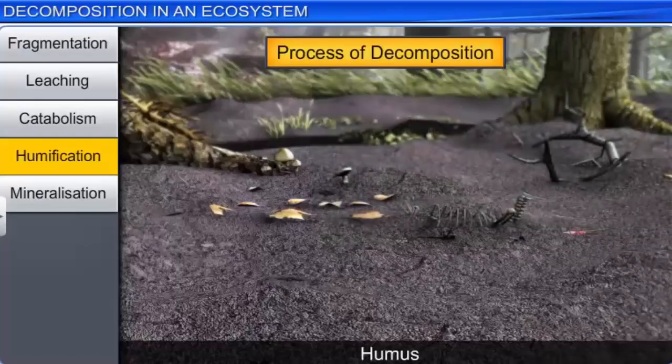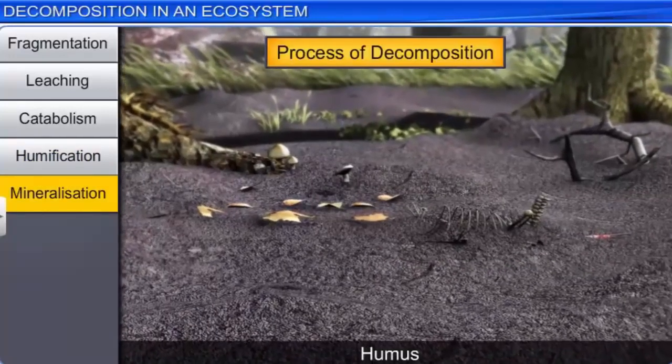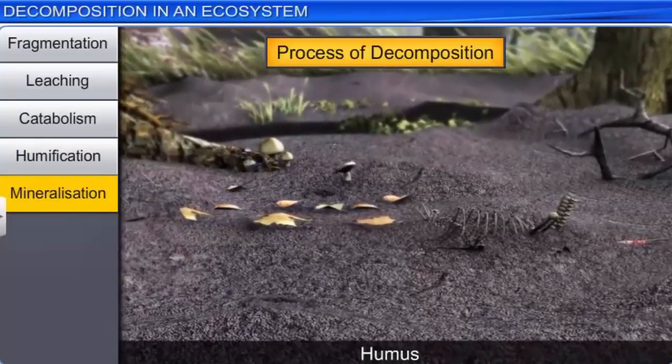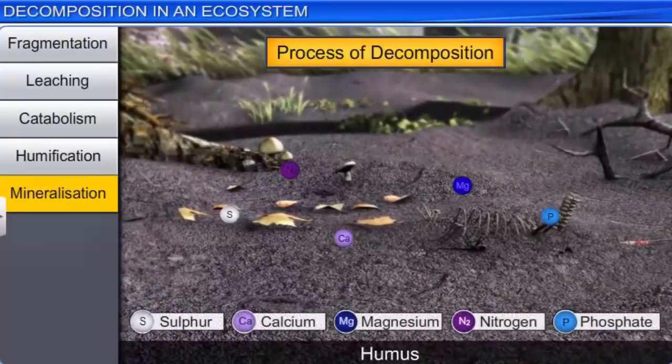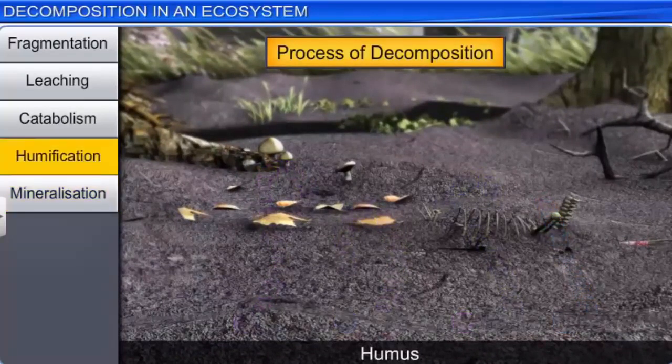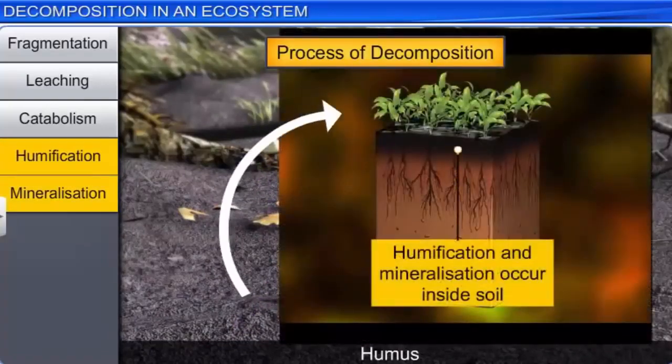Finally, during mineralization, the last step of decomposition, certain microbes act on the humus, degrade it, and release inorganic nutrients into the soil. Both humification and mineralization occur inside the soil.